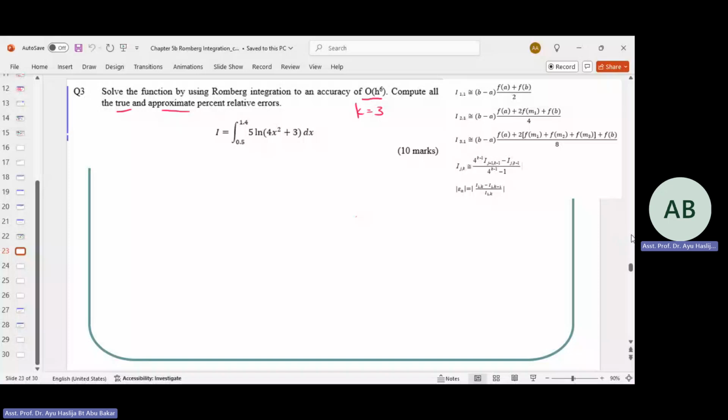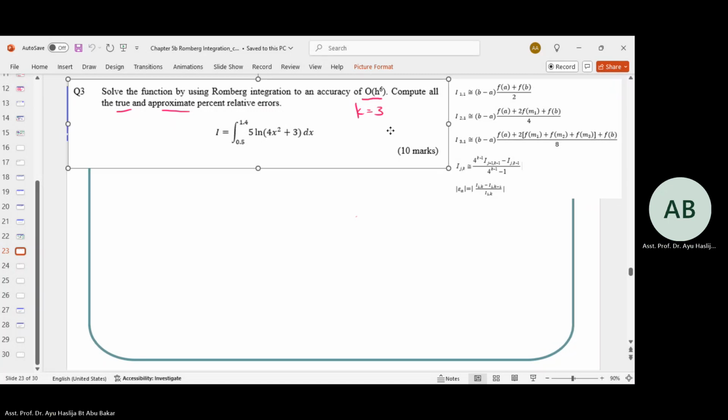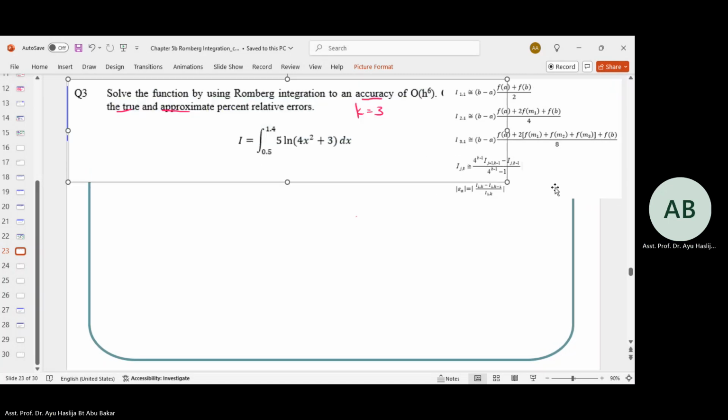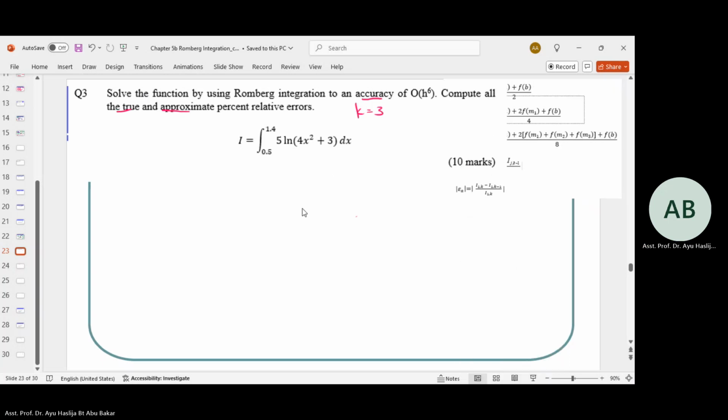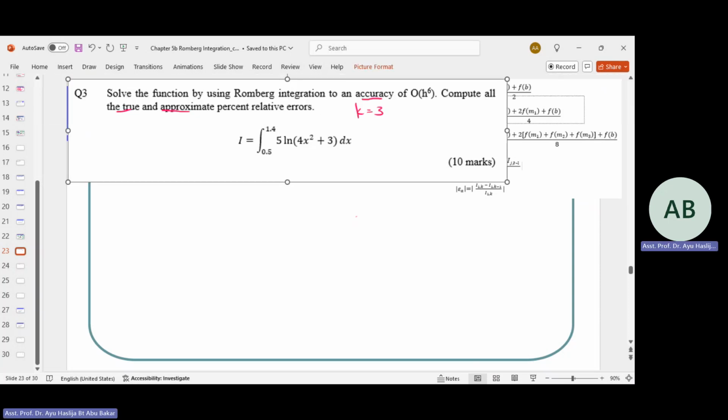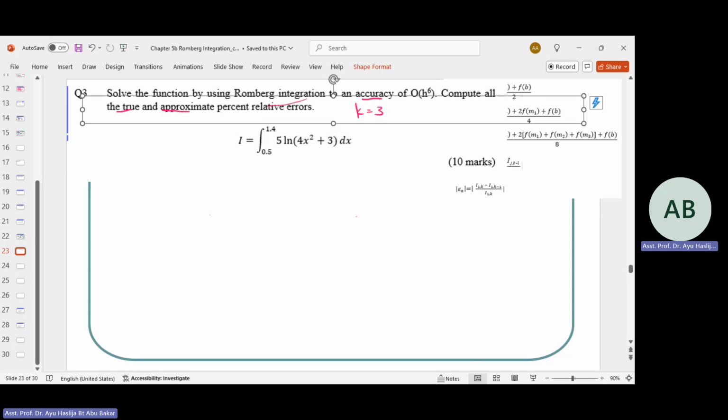Romberg integration. Okay, so those are the previous final exam and test questions. I'll make it bigger a bit. Okay, so this question asks you to solve the function by using Romberg integration. Okay, Romberg.